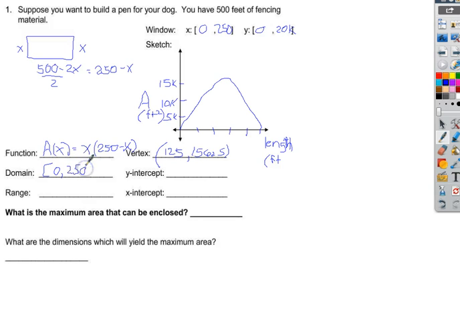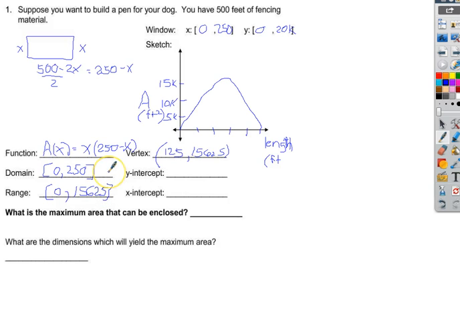Our range went from 0 inclusive to 15,625. That's the number we calculated and used on our calculator. I'm going to write it down here. Okay, so we're getting there. We're getting close. All right.